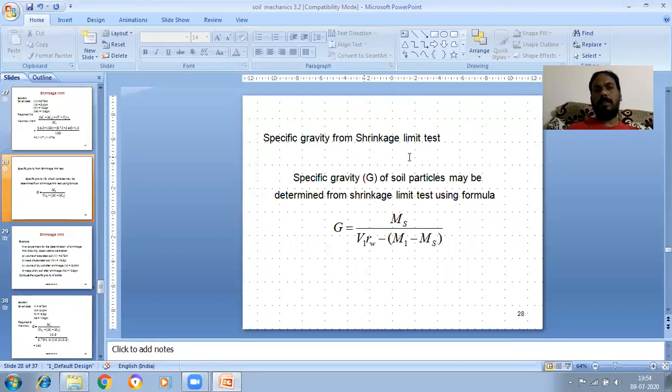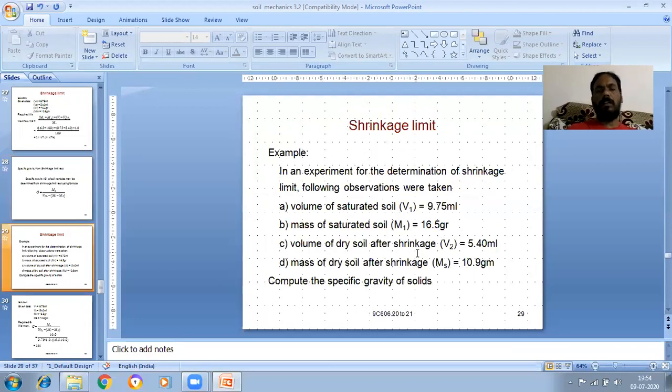Specific gravity from shrinkage limit test. From the shrinkage limit test, we can also determine the specific gravity of soil particles. So G is equal to MS by ((V1 times gamma W) minus (M1 minus MS)). Fine. So that was shrinkage limit; another experiment, another problem, let us say.